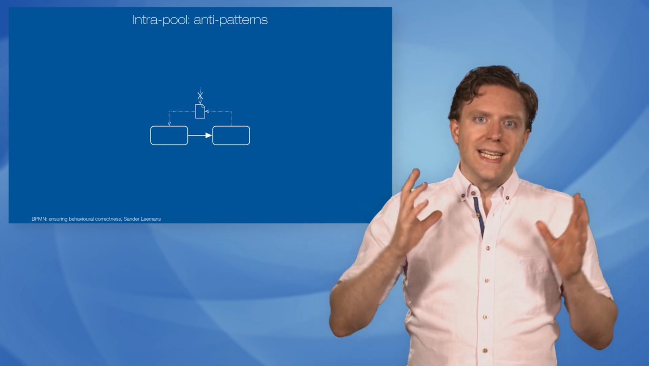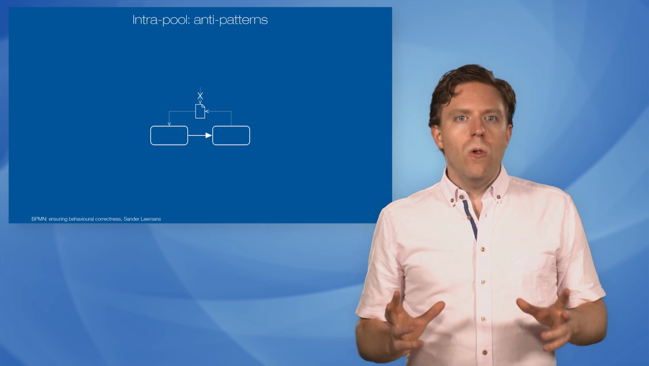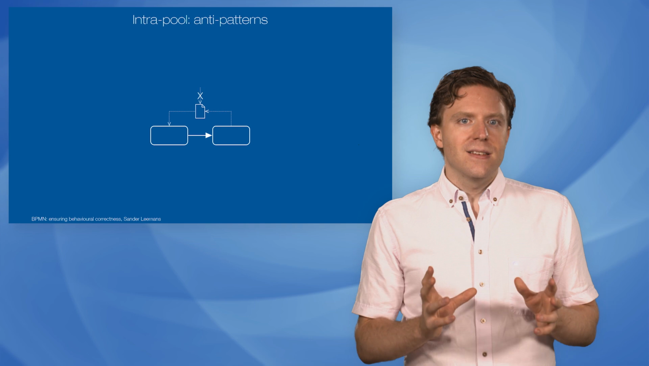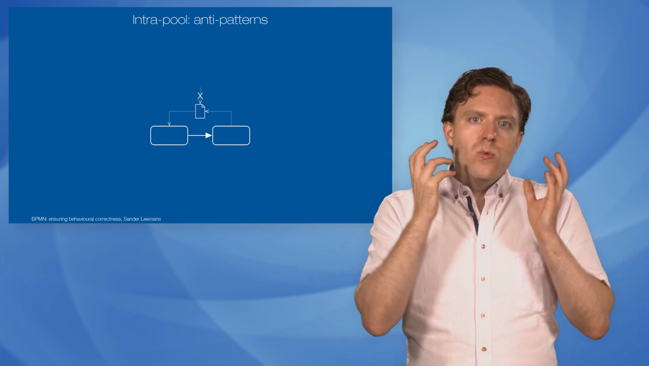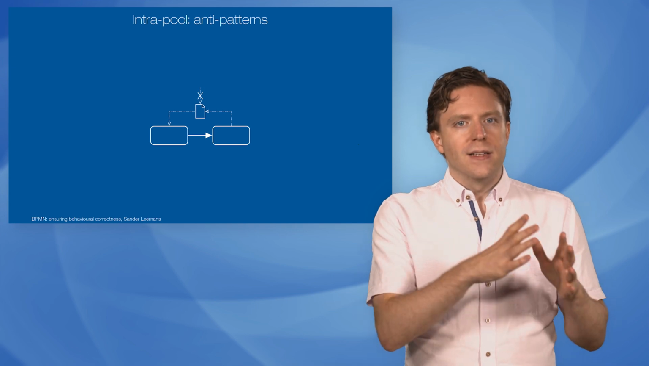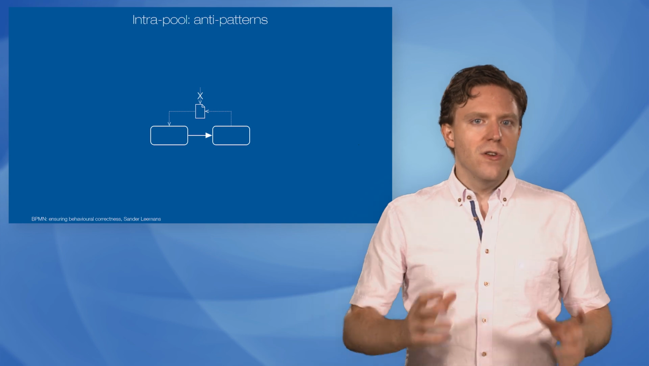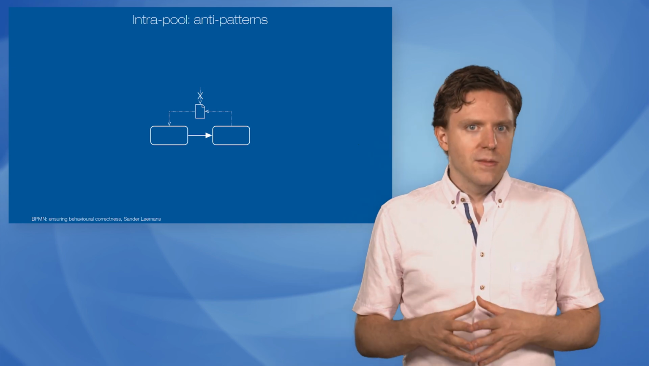Anti-patterns also exist for data. So in this small model, we have a problem, and that is that the first task depends on the data object, which is produced only by the second task. So in this case, when the first task fires, the data object will not be there yet.